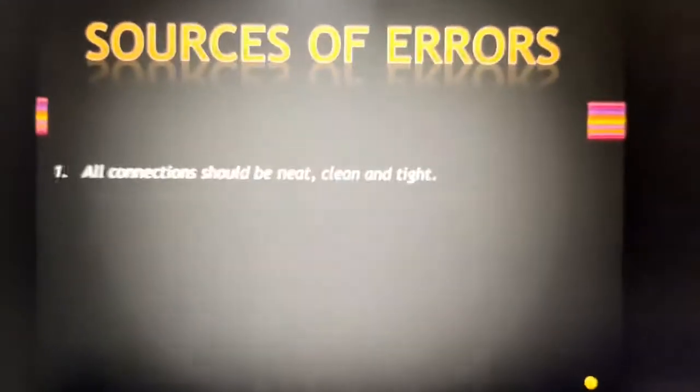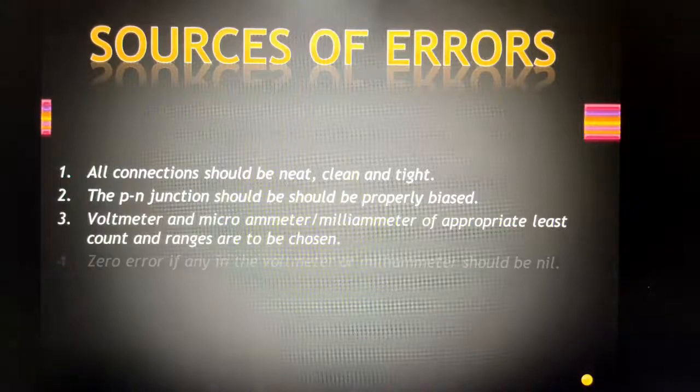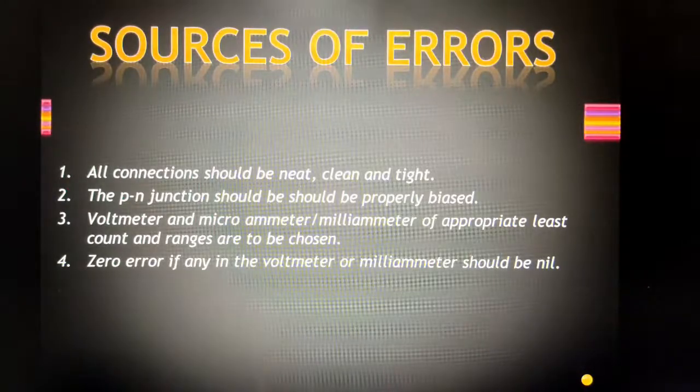Sources of errors. All connections should be neat, clean and tight. The PN junction should be properly biased. Voltmeter and microammeter or milliammeter of appropriate least count and ranges are to be chosen, and zero error, if any, in the voltmeter or milliammeter should be nil.